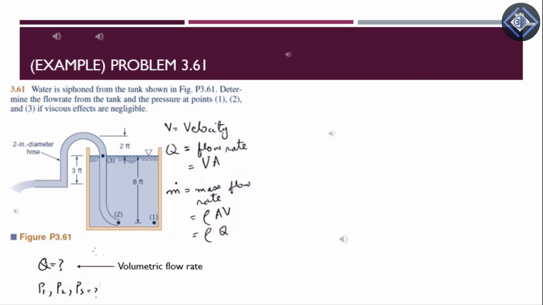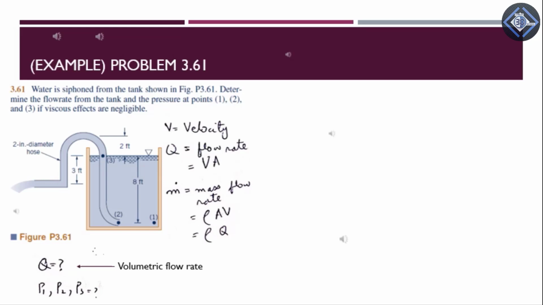Second, the flow is incompressible. This is water, and we can safely assume this to be incompressible. We are being told that we should neglect viscous effects, and last but not the least, the points that we select, we will assume that they lie along a streamline.